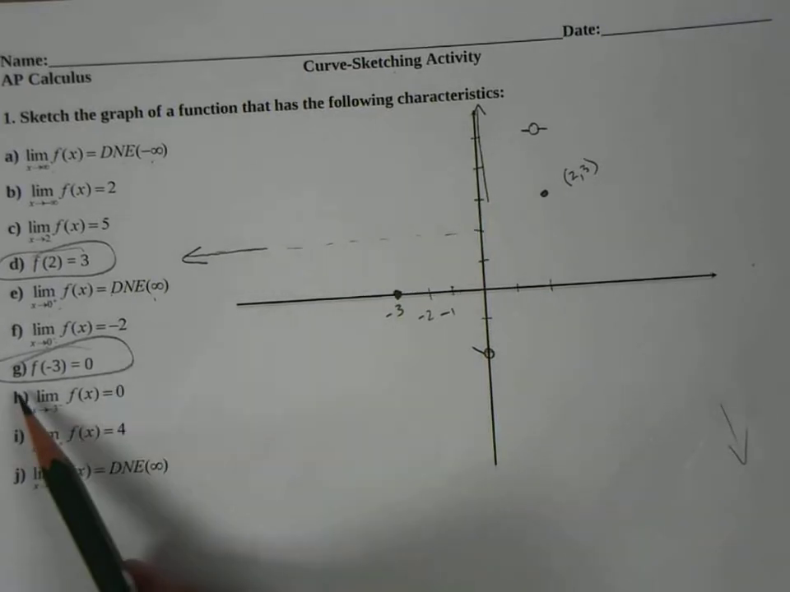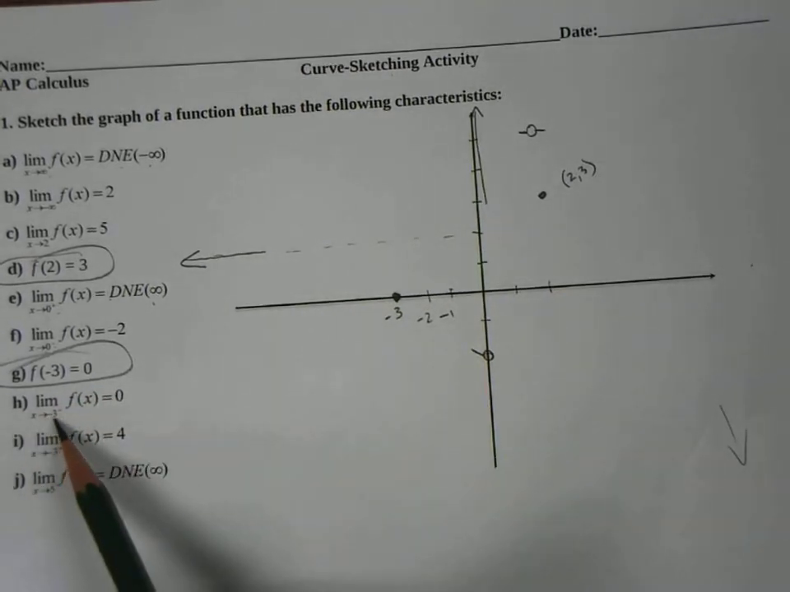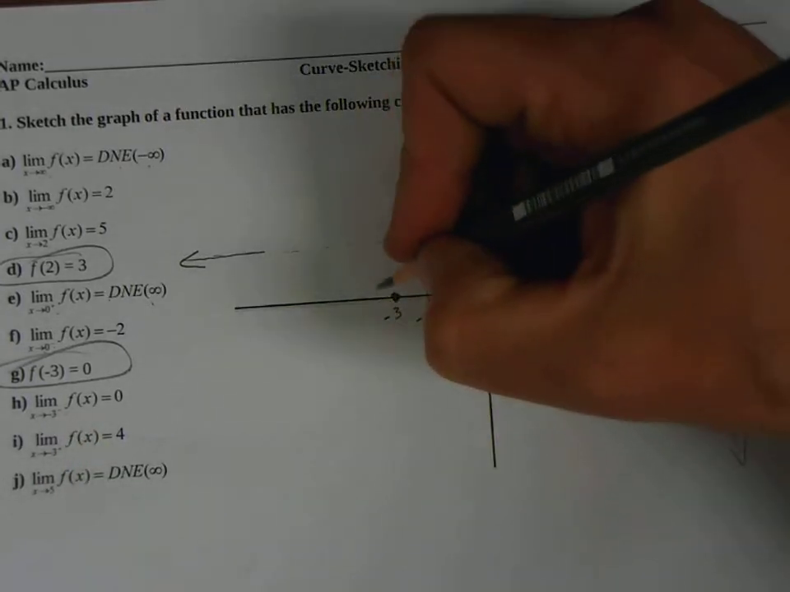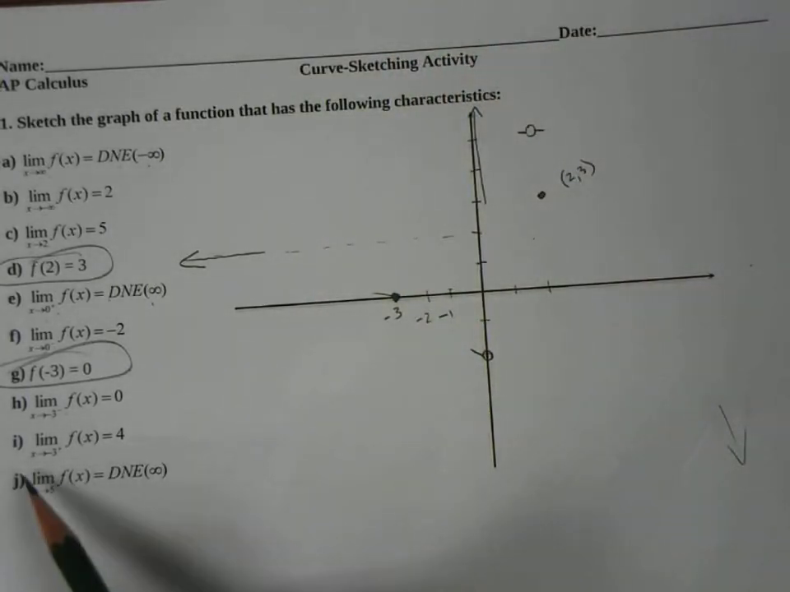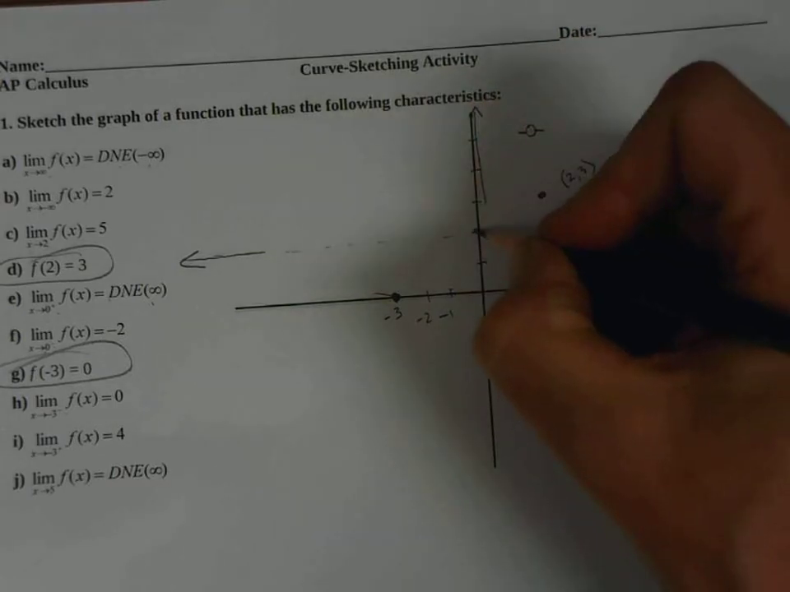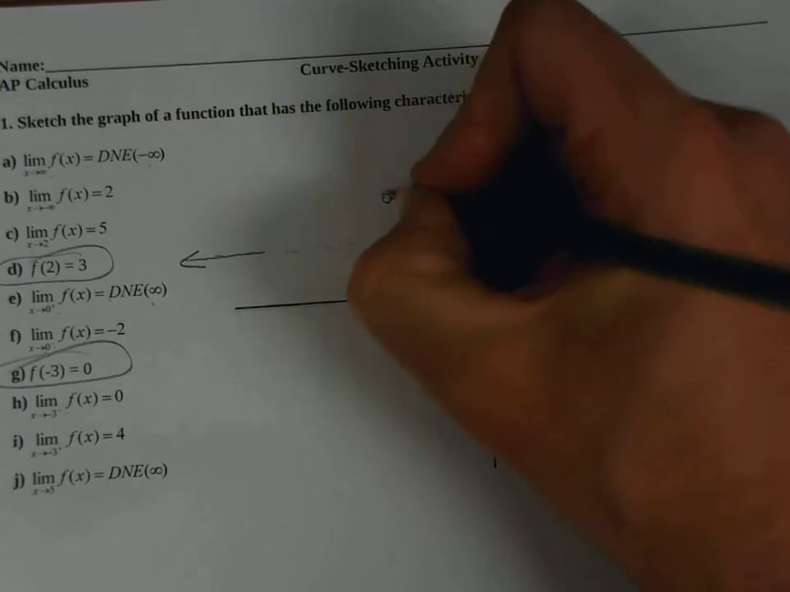I already covered f of negative 3 is 0. The limit as x approaches negative 3 on the left of f is 0. Well, that seems pretty easy. The limit as x approaches negative 3 on the right of f is 4. Oh, that's why it's hard. 1, 2, 3, 4. And a little tail off to the right.